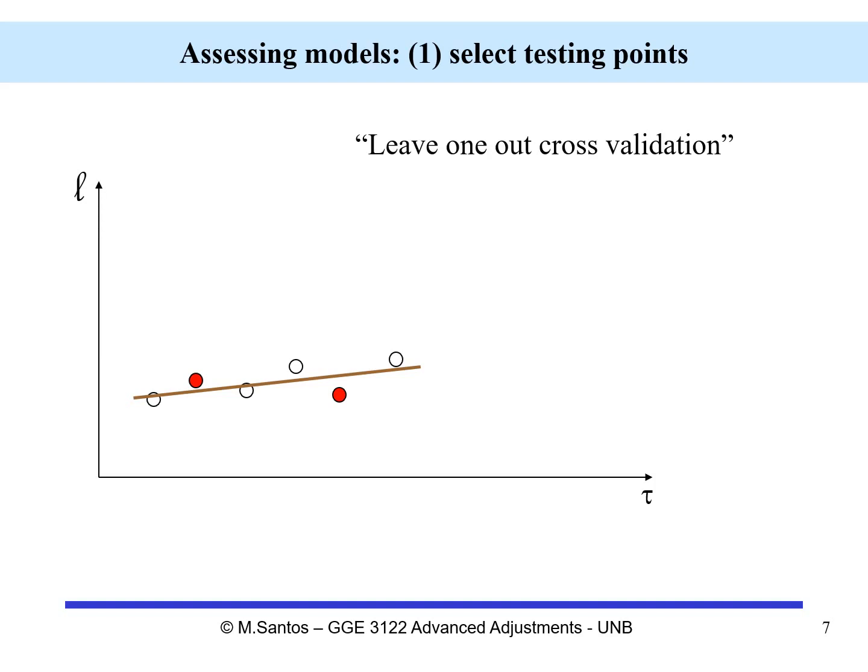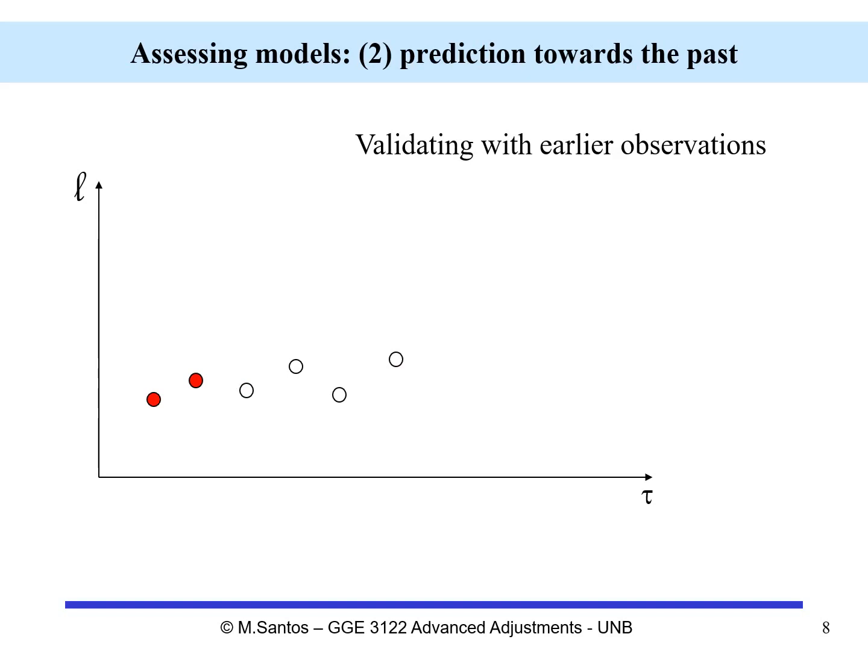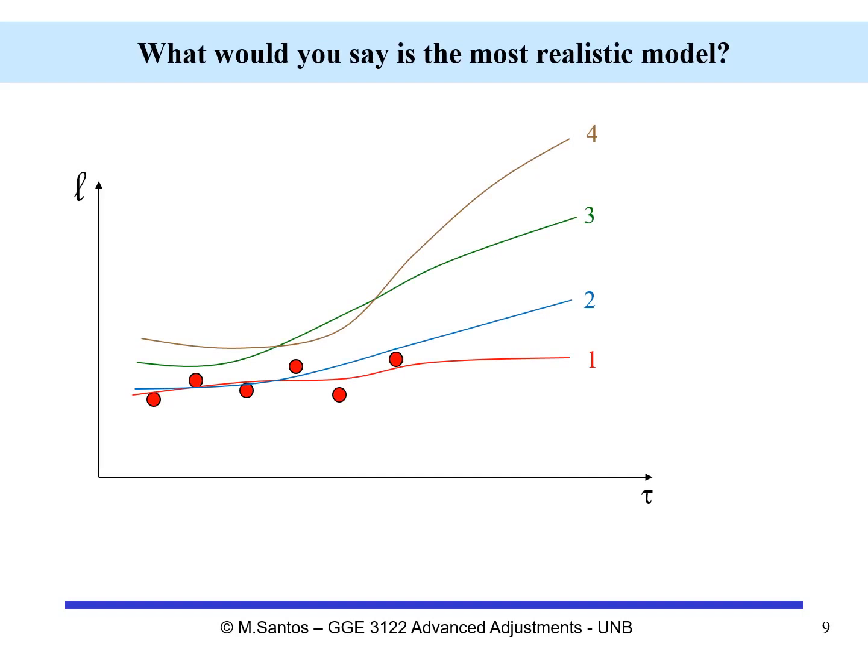Another way is as if we predict towards the past. Let's consider again the same 6 data points and we remove the last 2. We do the fitting with the 4 points and then we make a prediction towards the past, using the earlier data to validate the model. Now, let's consider the same data set used to project into the future. We can only use common sense. What do you think would be the best model as contrasted to the data?